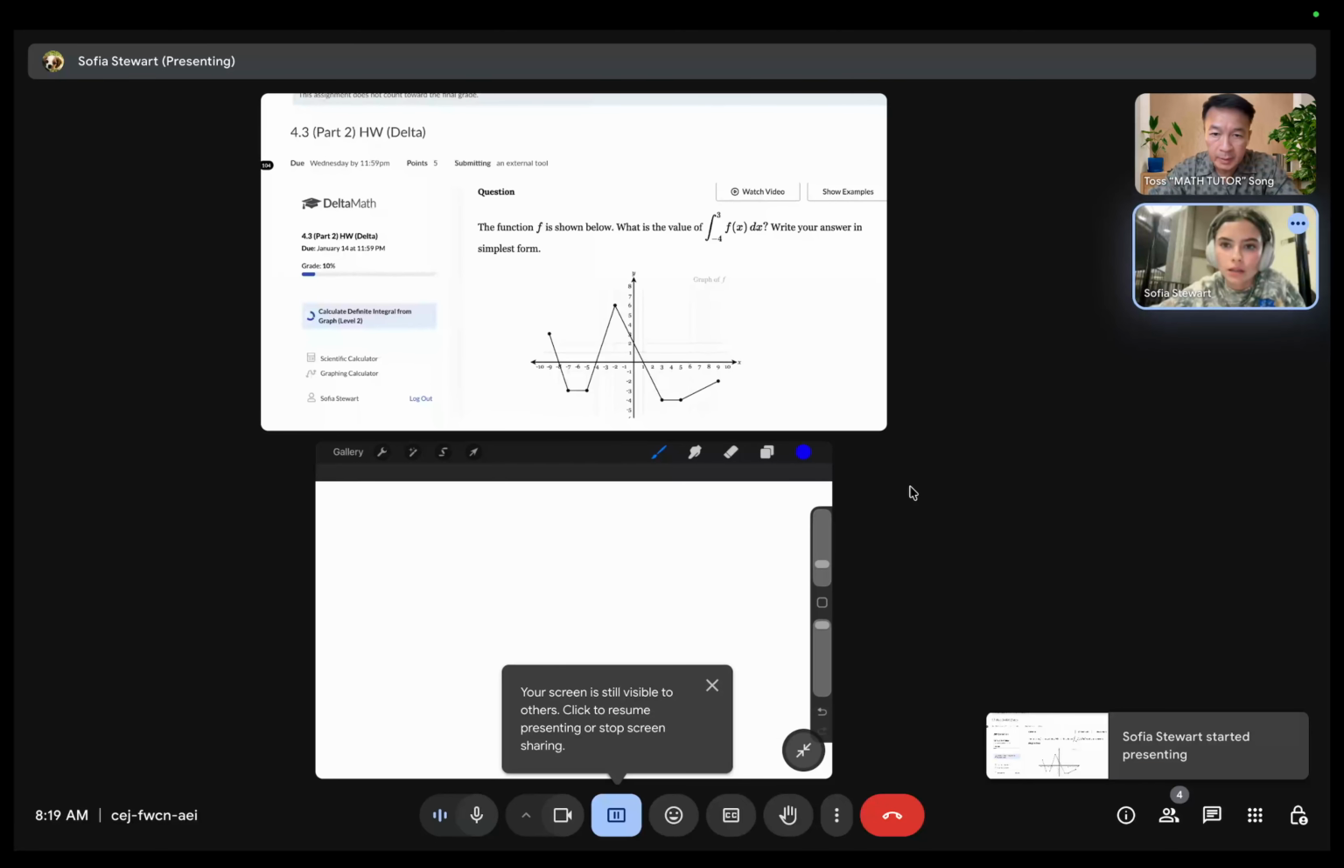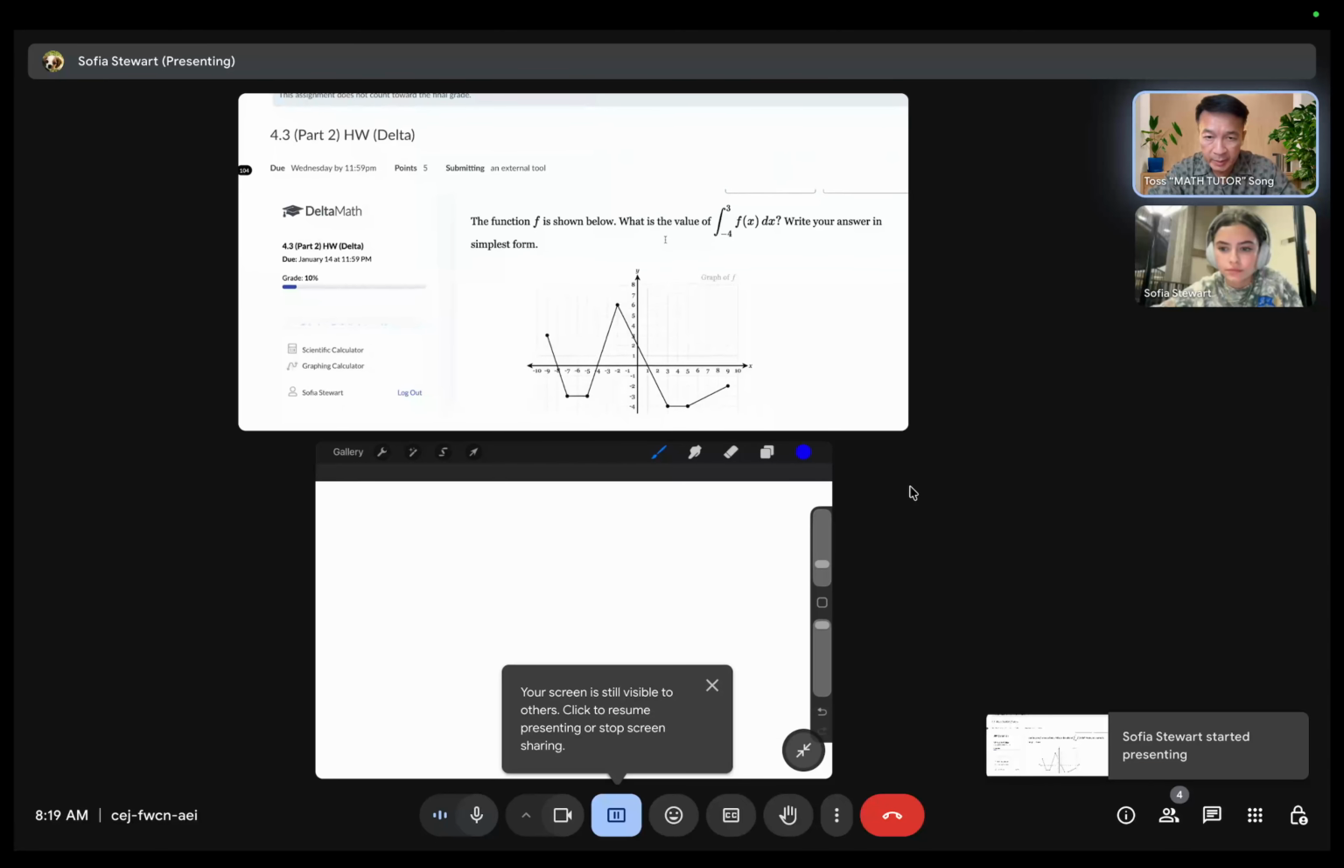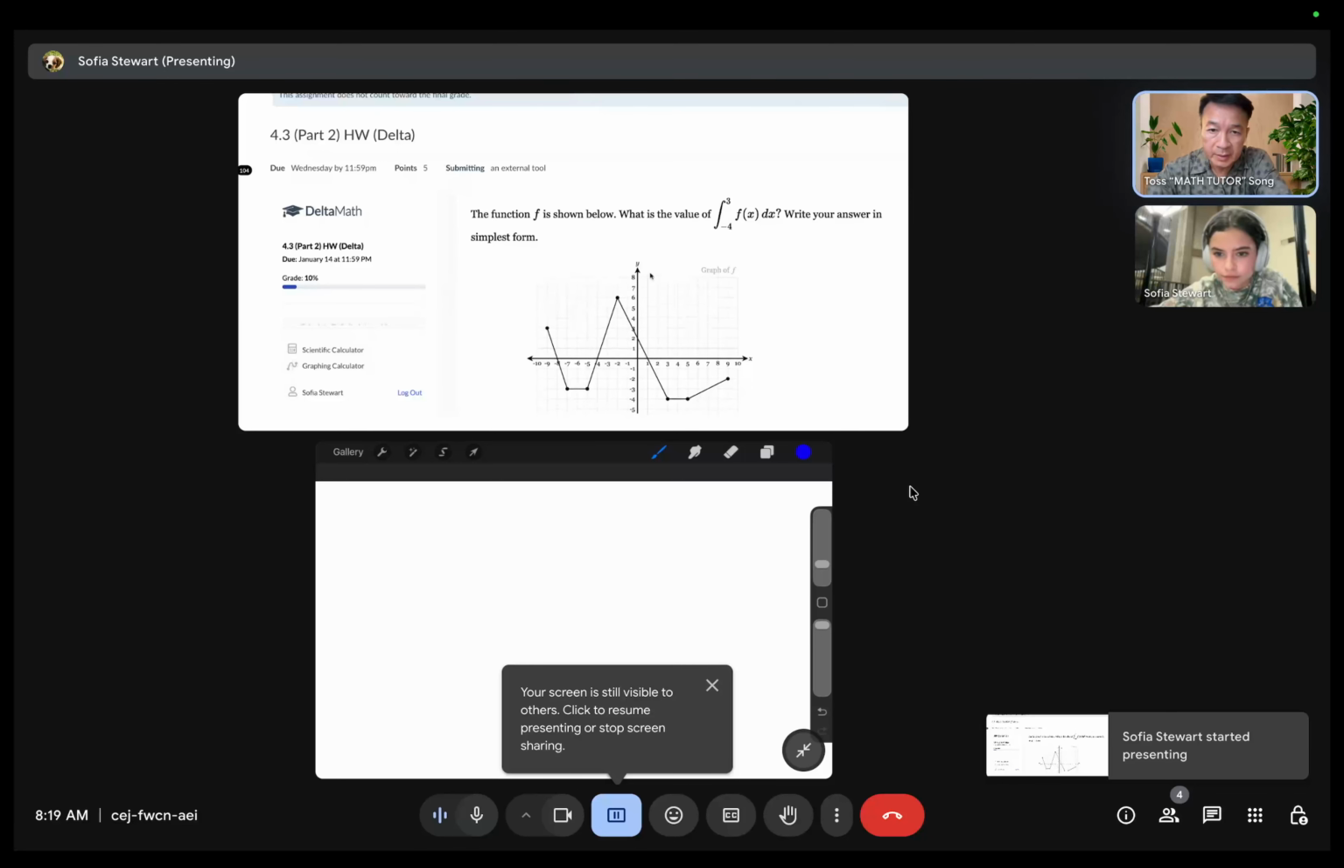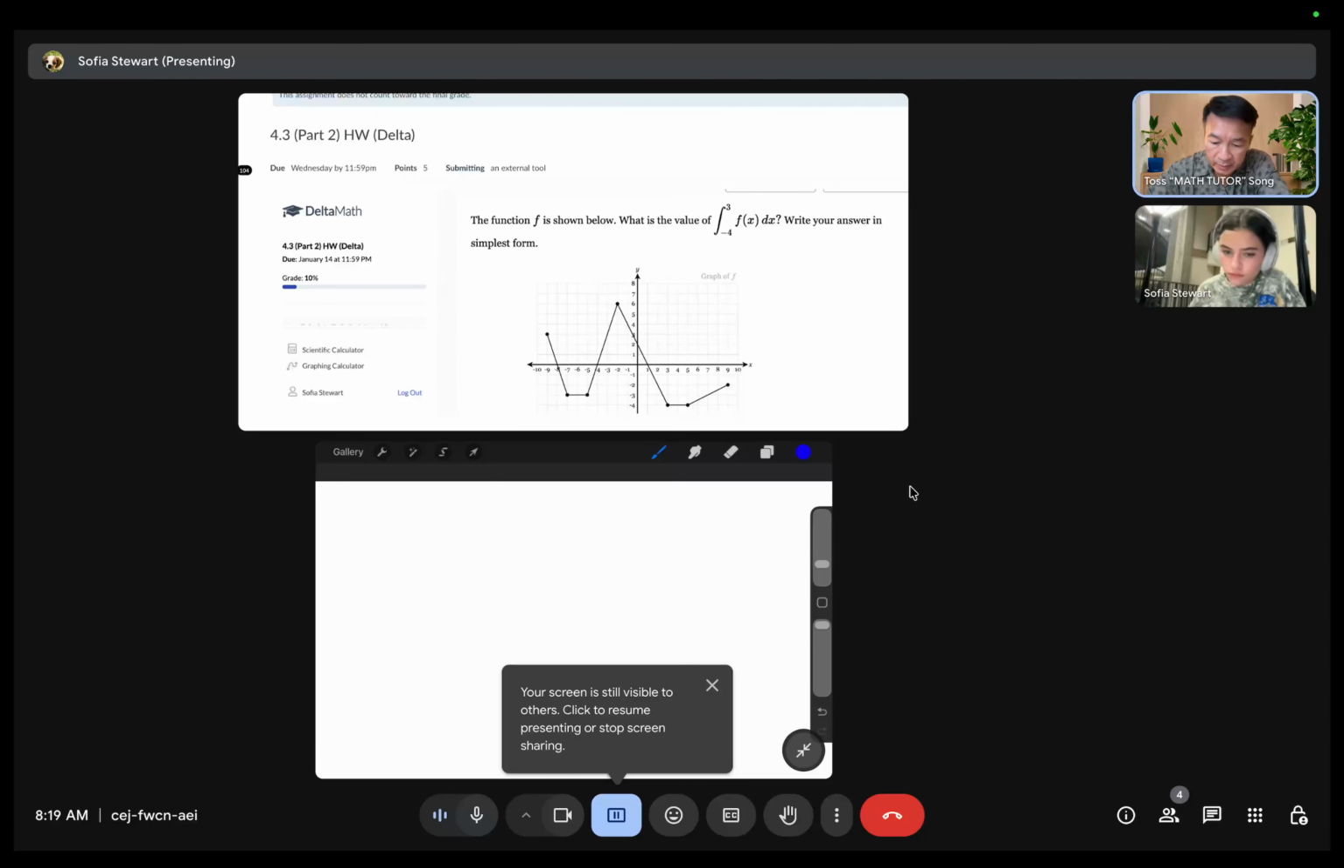Okay, good. You can see my whiteboard, right? Yes. Same thing here. You're going to do it between 3 and negative 4. So the first one is a triangle. Let me see. Negative 4 to 3, yes, to 1. So 1/2 times 2 times 4.